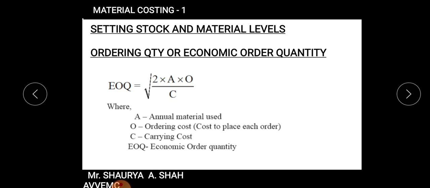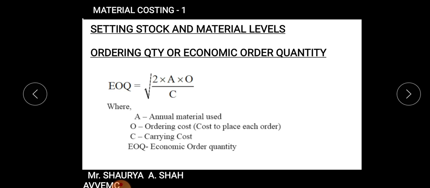So how do you determine it? EOQ is equal to under root. Keep in mind students, that is under root, everything is in your square root. EOQ is equal to 2 into A into O upon C. So in short you can write it as EOQ is equal to under root 2AO upon C. 2AO upon C. So what does A stand for?